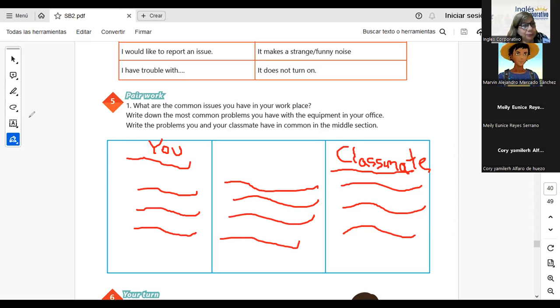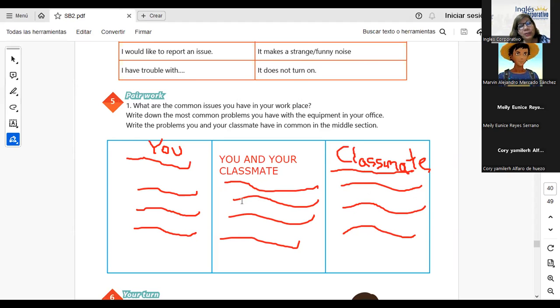Okay, you write. Here you, here your classmate, and here you and your classmate, the issues in common. For example, you say, my problem is I don't have internet access. And your classmate, I don't have internet access. So the problem in common is internet access. Okay, my printer stacked the paper. You say, my printer stacked the paper, and your classmate says the same.